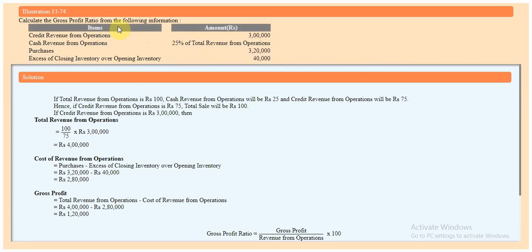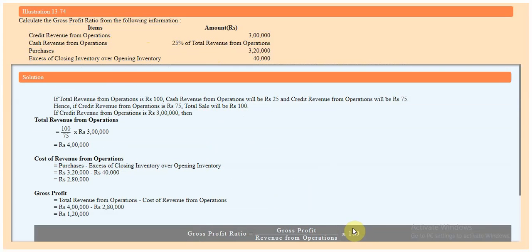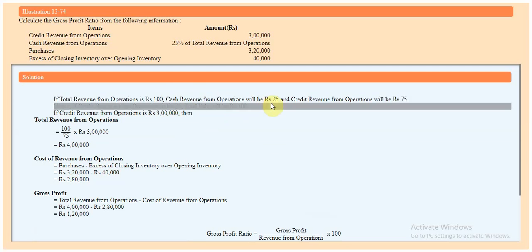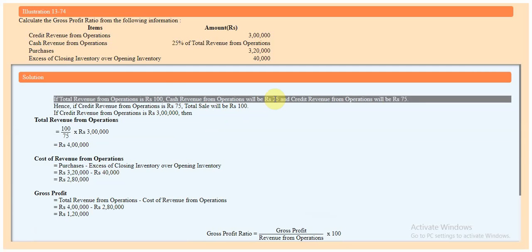Now we have to find out the GP ratio. So for GP ratio, we need GP and we need revenue from operations. Firstly, to find out GP, we need the total revenue from operations and cost of revenue from operations. So the difference between revenue from operations and cost of revenue from operations will give the GP. Now from the question, if we say total revenue from operations is 100, then the cash revenue from operations will be 25, because it's given cash revenue is 25% of total revenue from operations. So if total revenue is 100, cash revenue is 25, what will be the credit revenue? It is going to be 75.